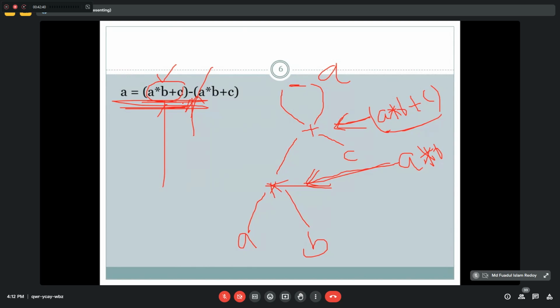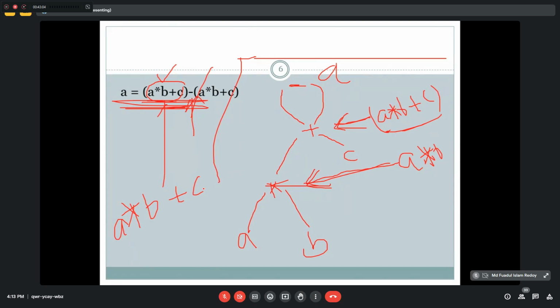Look at the DAG, look at this graph. Look at this graph and then explain that A into B plus C is a common sub expression. That means this one occurs more than one time in the expression.